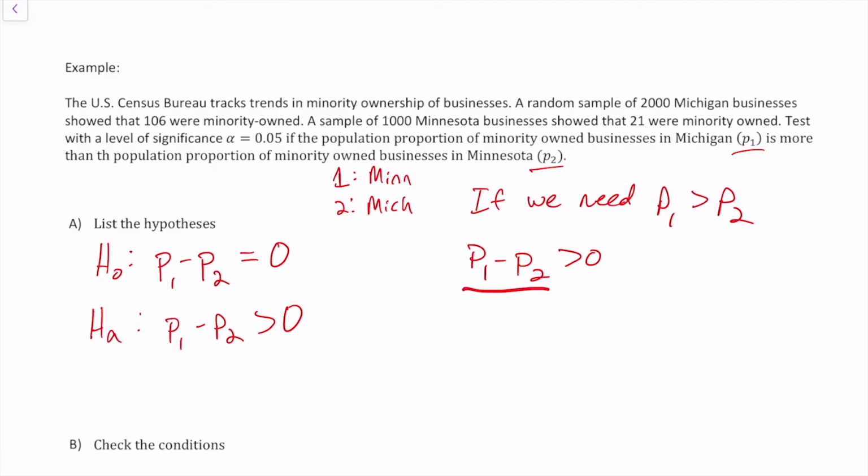All right, it's very important that you understand how your samples are labeled. If they said Minnesota was 1 and Michigan was 2, then it would be the opposite scenario, right? So pay attention to that. Now the order of subtraction is not going to affect your p-value. You'll get the same p-value, but it will certainly affect your test statistic. So pay close attention to how your samples are labeled. All right, so those are the hypotheses.